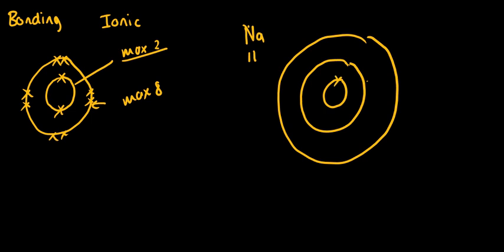Okay, so if you've done that and you realise first shell takes a maximum of 2, second shell takes a maximum of 8, so now we have placed 10 electrons in total on this atom, so therefore I'll have 1 final electron on the outer shell.